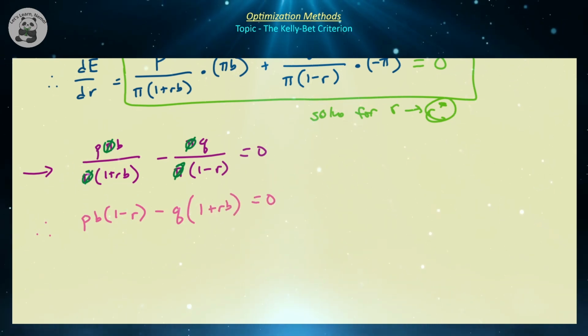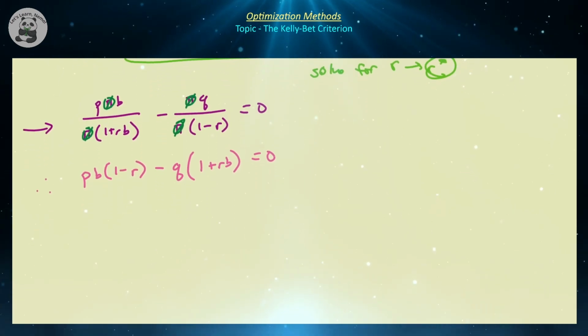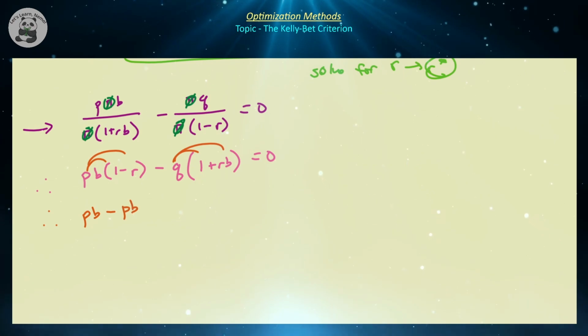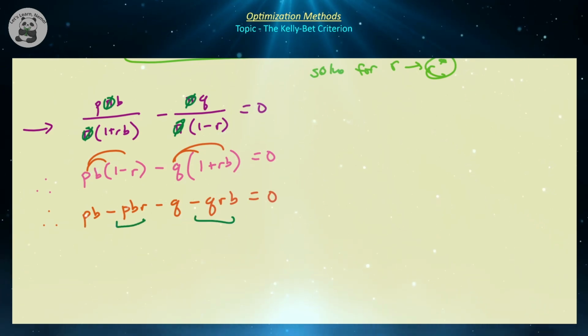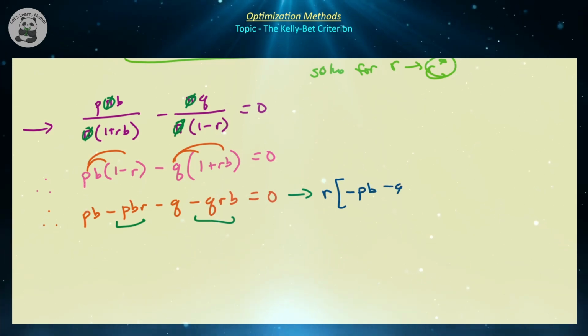Keep in mind our goal is to find r, or r star, in this particular equation. So let's distribute that out since r is on the inside. So we're going to have pb minus pbr minus qrb equals 0. Now, isolate your r terms, move everything else to the other side. So let's actually factor out that r. So we're going to have r times minus pb minus qb is equal to pb plus q.